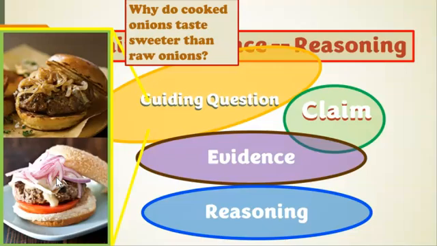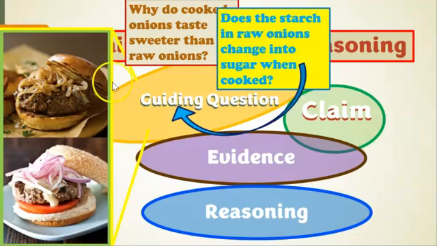Anyways, it's not a guiding question. It's not guiding us anywhere. It's just telling us sweet onions, raw onions, what's up? So you go and do a little bit of investigation. You find out that there's starch in raw onions, and the cooked ones, obviously, they taste sweet, so there should be some sugar in those ones. So you can go ahead and make a claim from that.